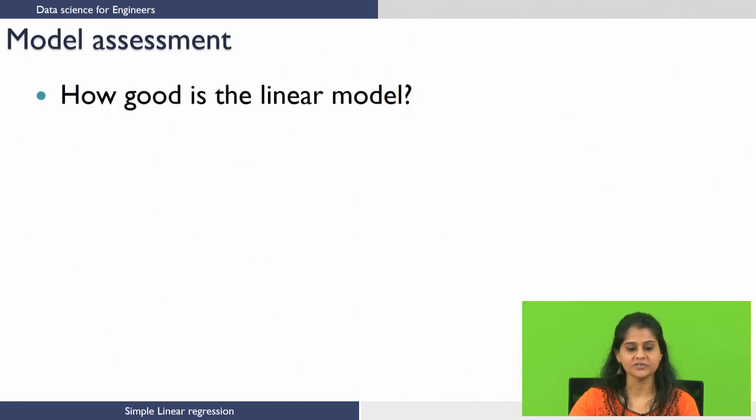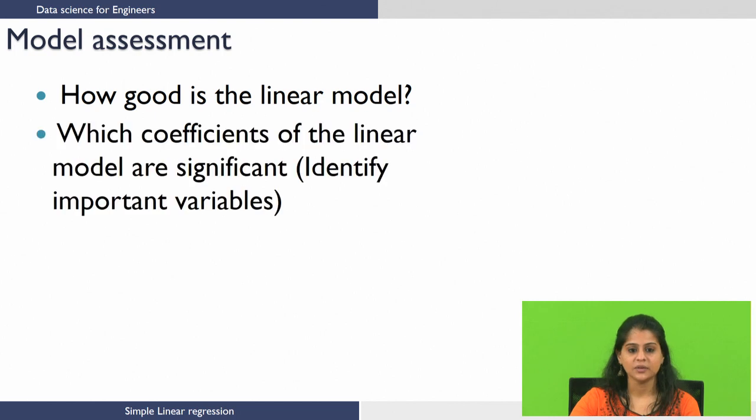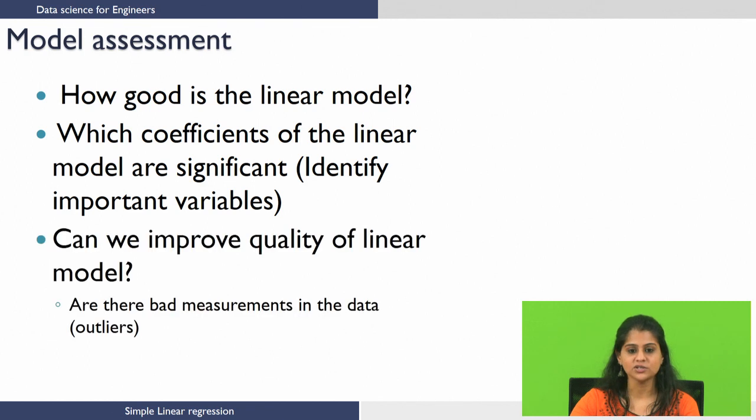So, there are a few questions which we need to answer before we go into model assessment. After having built a model, we first need to check how good is our linear model. Now, we need to identify which coefficients in the linear model are significant. If you have multiple independent variables, then we also need to identify which of them are important. We also need to know, can we improvise the model further? As a part of this, we are going to look at, are there any bad measurements in the data? By bad measurements, we mean, are there any outliers in the data which could affect the model? This question alone will be handled in the next lecture. So, let us look at how to answer the first two questions.